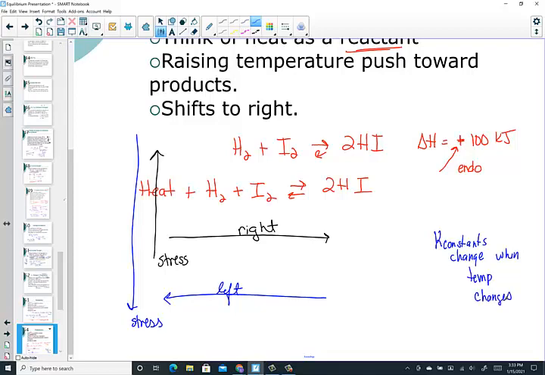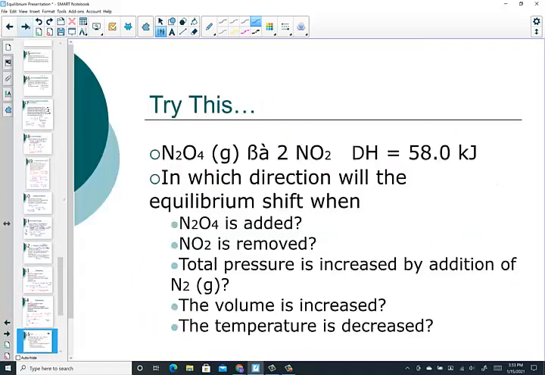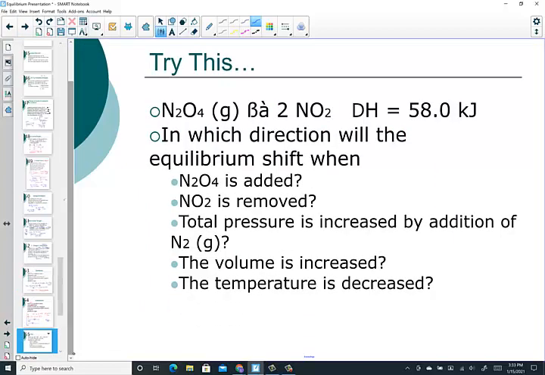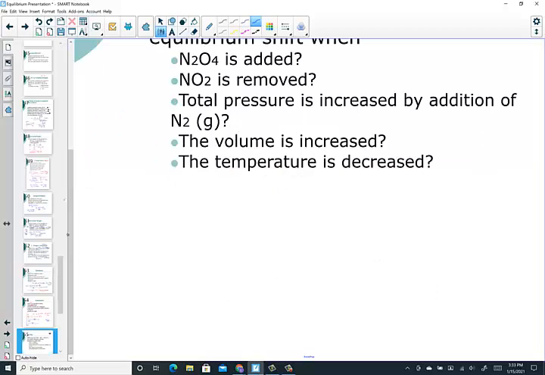K constants remain the same for changing concentrations or changing pressure, but the K constant will have a new value if you change the temperature. Let's look at this one. It says try this, and we're going to kind of walk through it together.